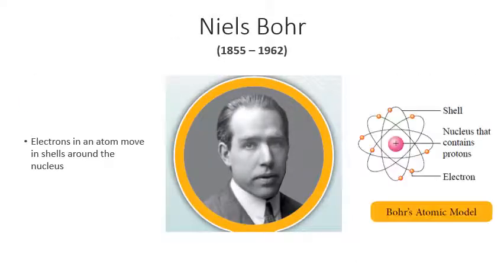The fourth atomic model is from Niels Bohr, 1855 to 1962, and he said electrons in an atom move in shells around the nucleus. You see Bohr's atomic model here. This is the shell, and the electrons move in the shells around the nucleus. The nucleus is the pink one that contains protons. So we can say that he found shells or orbits. Shell and orbit are the same.